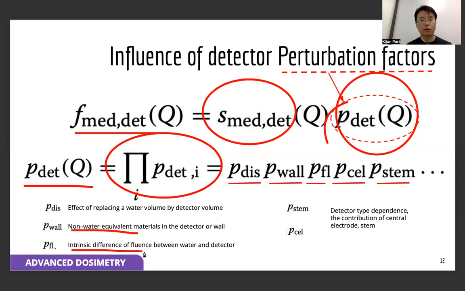And the other thing is the intrinsic difference of the fluence between the water and the detector side. So the fluence is intrinsically different between two mediums, or some structure-wise aspects of the detectors, the detector type, or the contribution of the central electrode or stem and other detector structures may play a role in determining one of the perturbation factors.